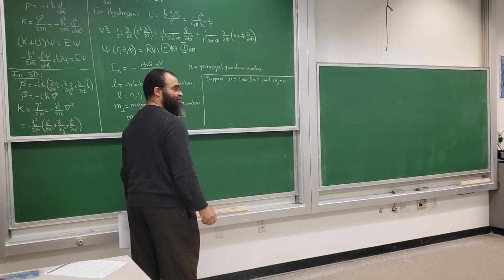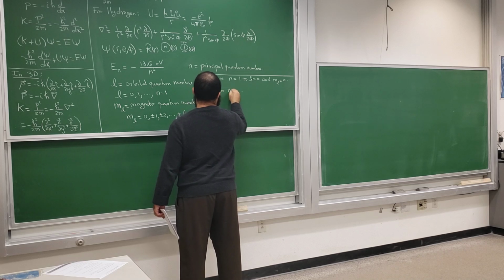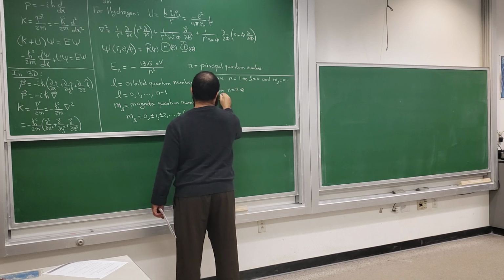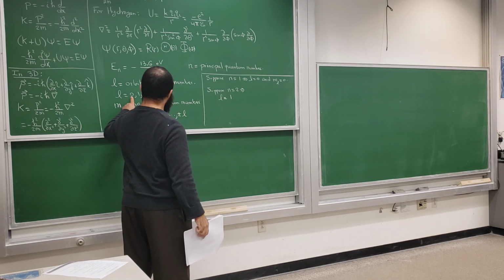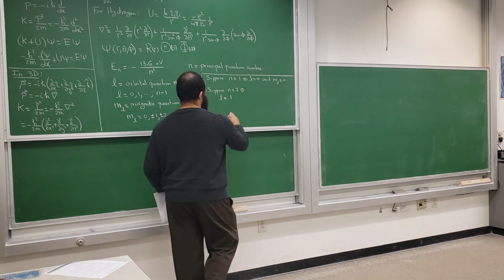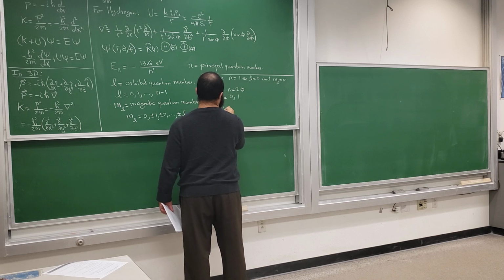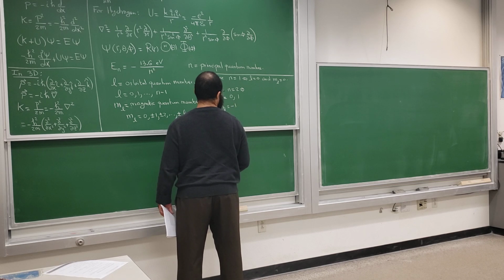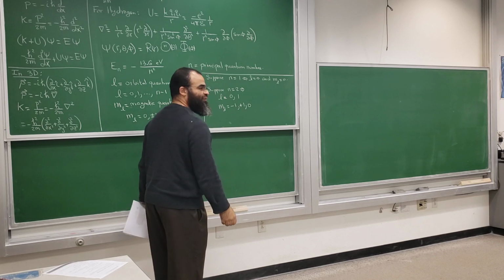Let's do something a little more interesting than that. Suppose n is equal to 2. Then what could L be? Could be 1, could also be 0. Okay. It goes from 0 all the way to n minus 1. So L could be, let me write 0 first, and then it could be 0 or 1. How about ML? Let's list them. It could be -1, +1, and 0, yes.